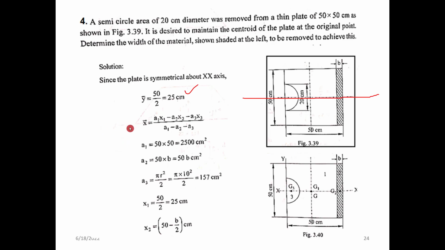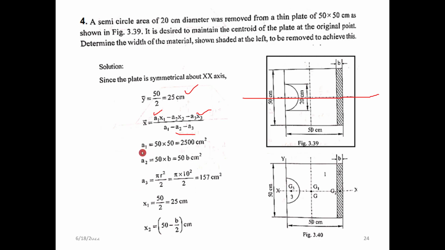Now we have x bar equal to a1 x1, where a1 is the total rectangular area. Then as we are deducting the semicircular material from the total rectangle, and we are going to remove the third area also, both things should come with a minus. This is the main change in this problem. The deduction should be addressed by a negative sign. Similarly in the area, so minus, minus. Now we can directly put the required values and solve the equation.